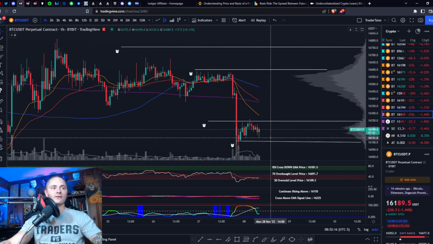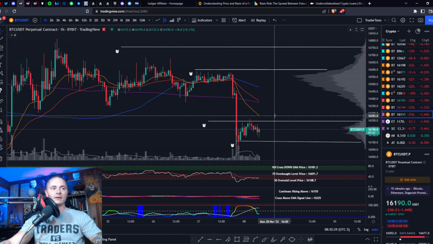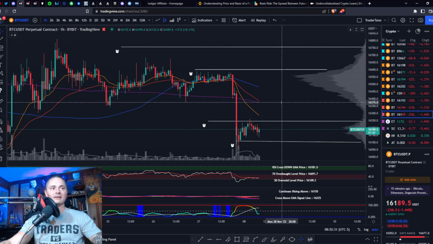So far we're making a range between 16,130 and wick highs, we'll say 16,240. So watch which way we break out. Like I said, if we can get above the 21, I would expect us to come up to where the 250 is at about 16,375. If we break that, that's when I think this was a bear trap. All right, that's the bullish case.